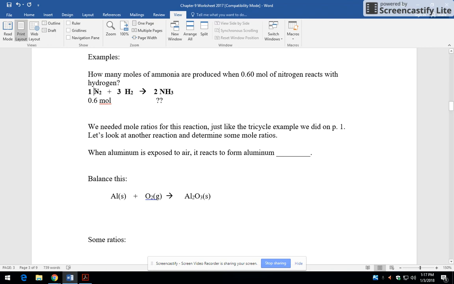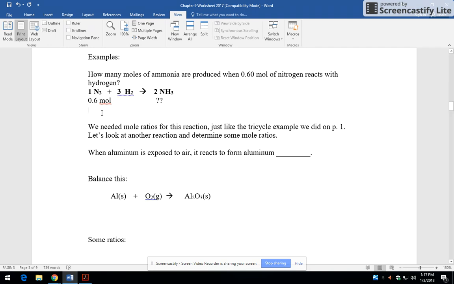Look, the ratio of nitrogen to ammonia is 1 to 2. So you need 2 times as many molecules of ammonia as you start from nitrogen. So how many moles of ammonia could you make from 0.6 moles of nitrogen? If you see it, go ahead and write it down. Either way, I'd like you to do it by proportion, and I need you to do it by factor labeling.